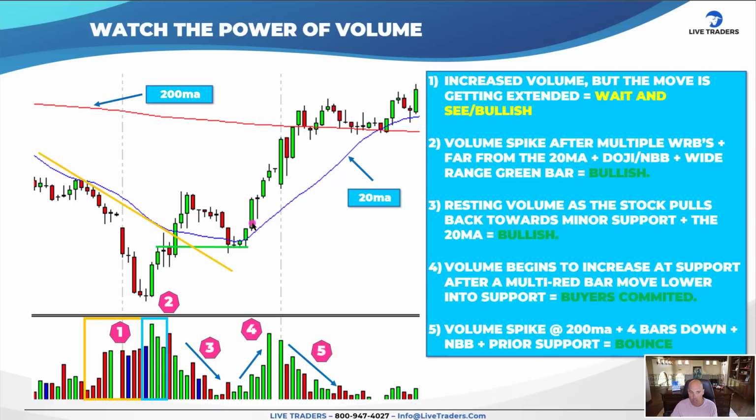But we're not just using price and volume. We're using a moving average. We're using a trend line. We're using support and resistance. We're using all of those things, multiple concepts converging. Okay? And then 5 over here, what happens? Volume spike at the 200 MA, plus 4 bars down, plus a narrow body into support, you're going to get a bounce. Okay? So when you look at these things, this is how you read a chart.